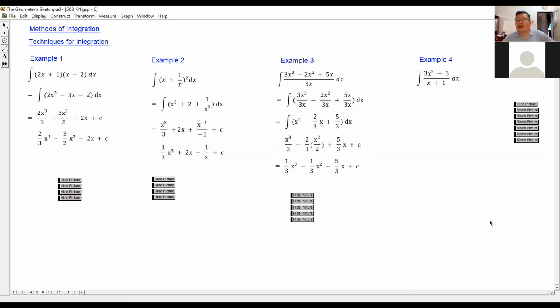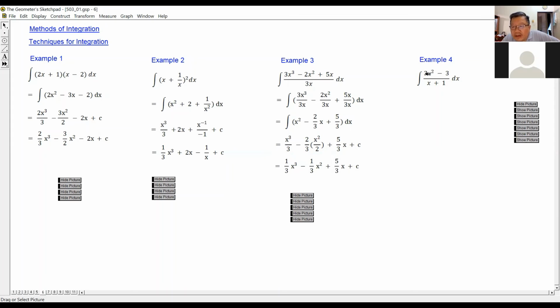No, teacher. The difference between example 3 and example 4: example 3 has only one term at the bottom. Example 4, you have 2 terms at the bottom. So the way you do this question and the way you do example 4 is different. This one, you just break them up one by one. This is a factor. x plus 1 is a factor.